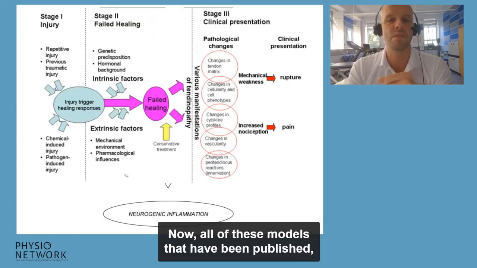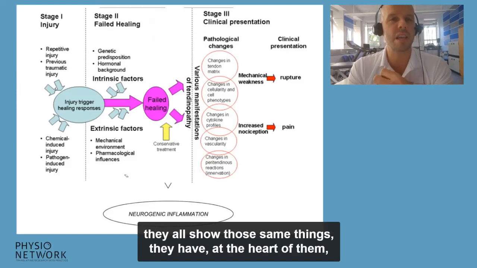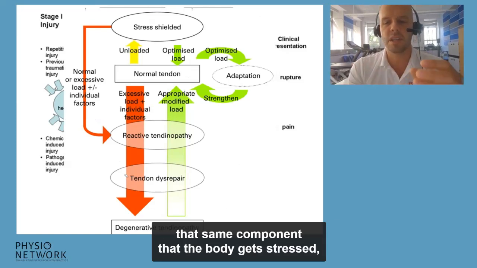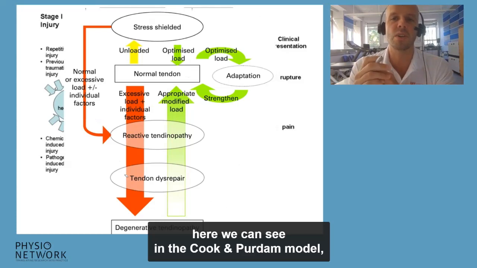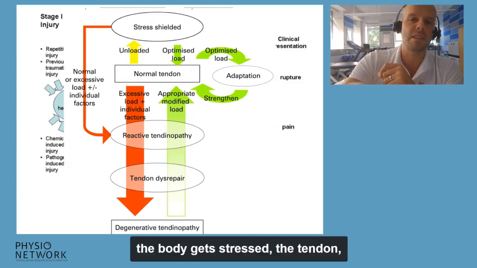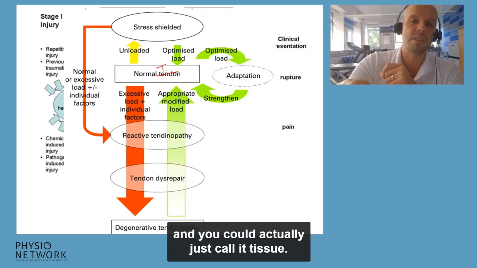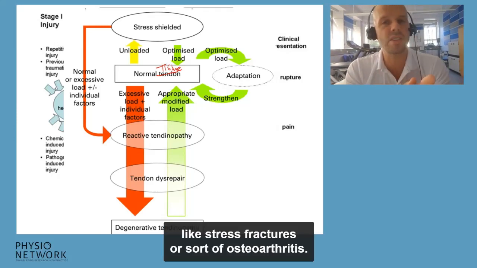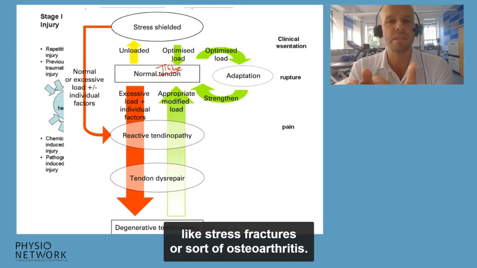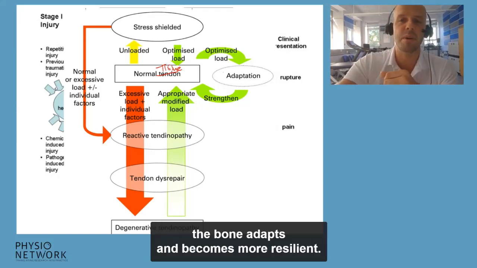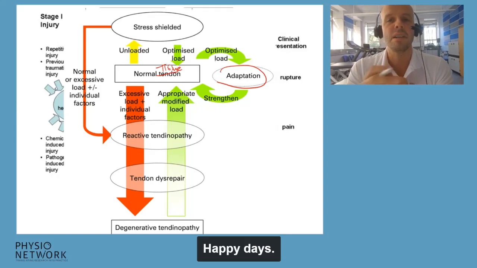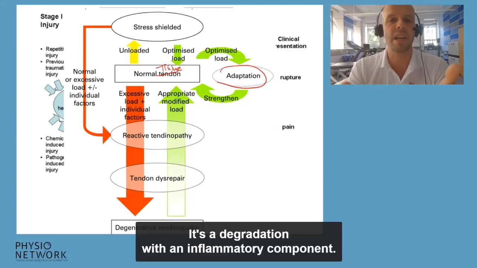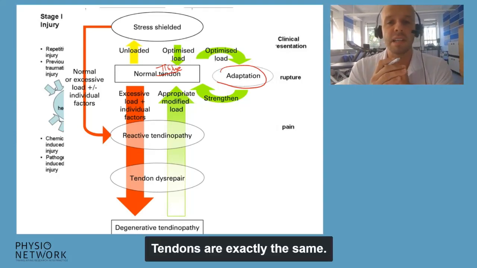Now, all of these models that have been published, they all show those same things. They have at the heart of them that same component, that the body gets stressed. Here we can see in the Cook and Purdam model, the body gets stressed, the tendon, you could cross this out and you could actually just call it tissue. And this is exactly what I do with our students for any overload condition like stress fractures or osteoarthritis. You take a normal bone, you load it appropriately, the bone adapts and becomes more resilient. Happy days. The bone gets overloaded, it degrades and eventually fractures through. Stress fracture. It's a degradation with an inflammatory component. Tendons are exactly the same.